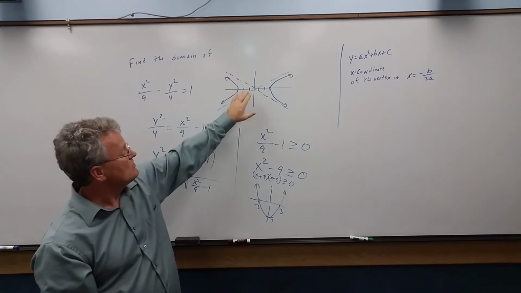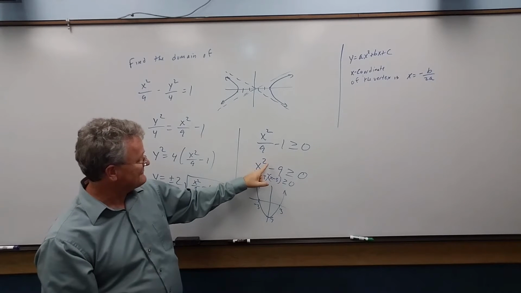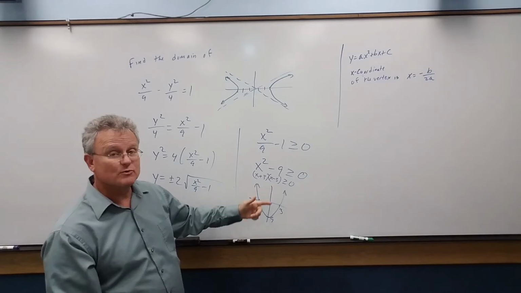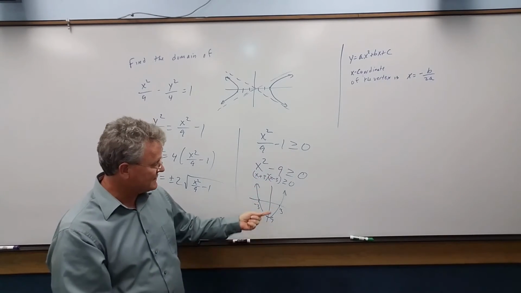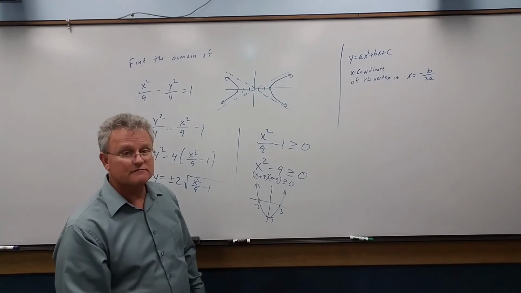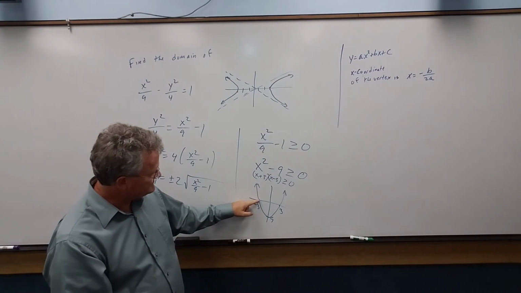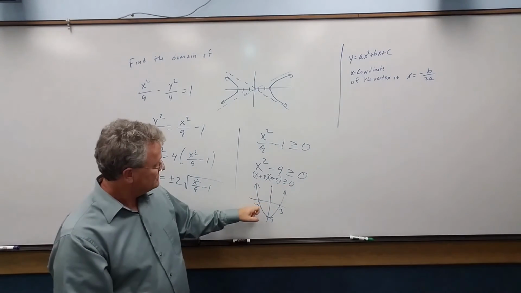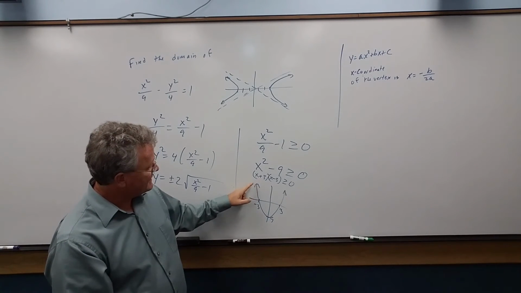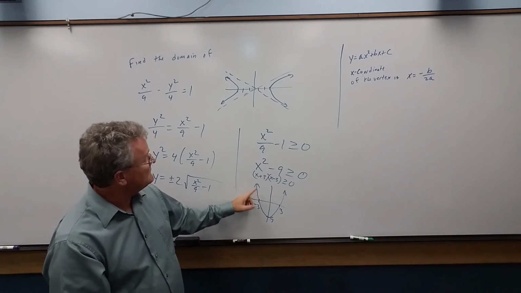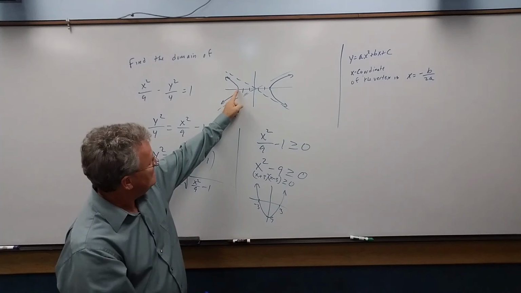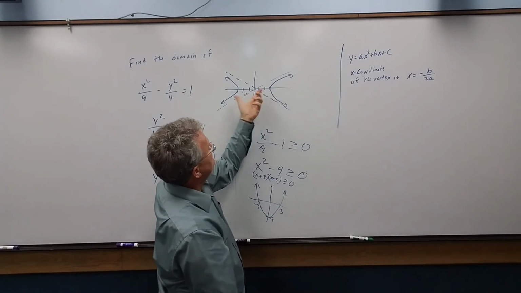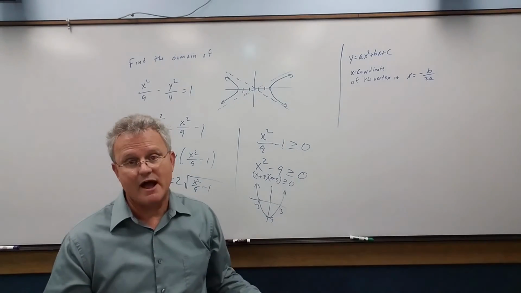Well, we want to know what satisfies this. When is this positive? Well, positive is when the graph is above the x-axis. Those are positive y values. Our graph is above the x-axis over here and over here. So we see that it's above the x-axis from negative infinity to negative 3 and from 3 to infinity, and that matches with the graph that we have.